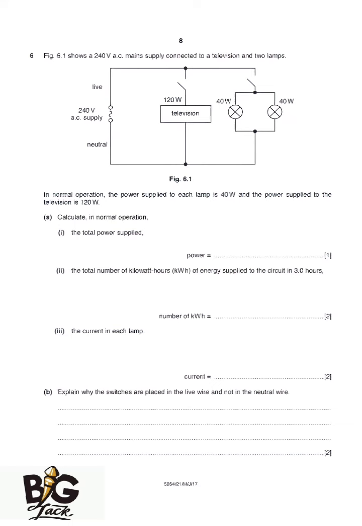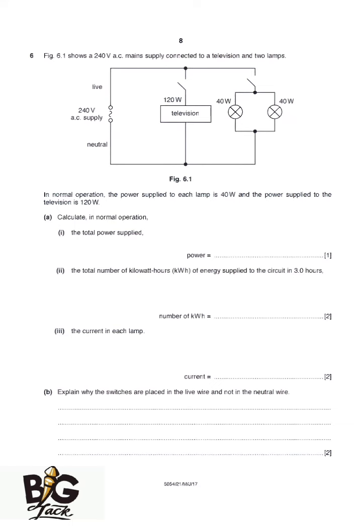Apart from that one, we also have DC. DC in full we can say direct current. The question is saying figure 6.1 shows a 240 volts AC mains supply connected to a television and two lamps. Each lamp is receiving 40 watts. Then the television is receiving 120 watts. Power is usually measured in watts.